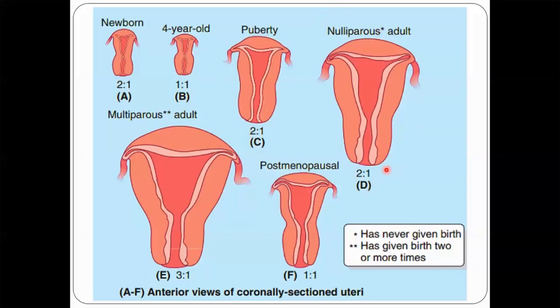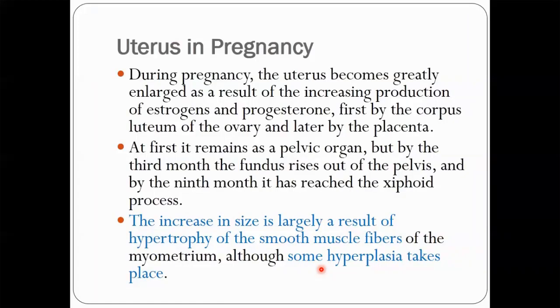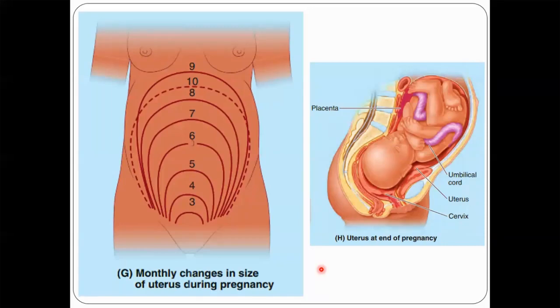Nulliparous 2:1, لكن the overall size of the uterus is increased 3:1 in multiparous adult. And postmenopausal the ratio returns to 1:1 يعني حوالي اللي هو الانفantile uterus ال 4-year-old uterus. حكينا إنه during pregnancy uterus may reach the xiphoid process.